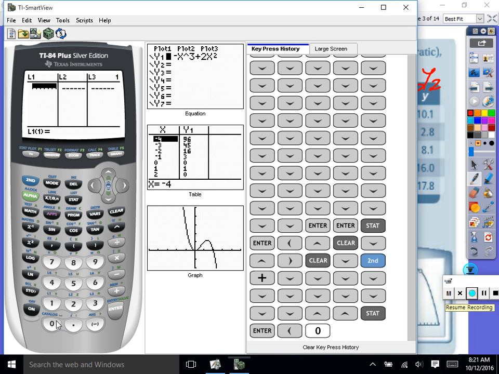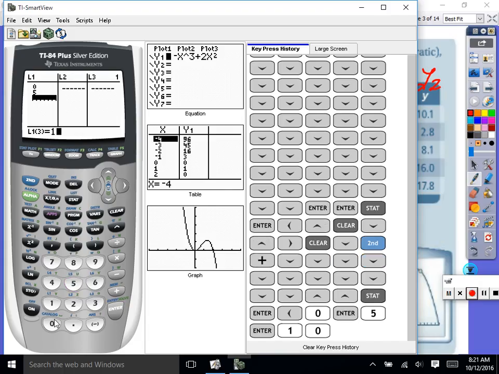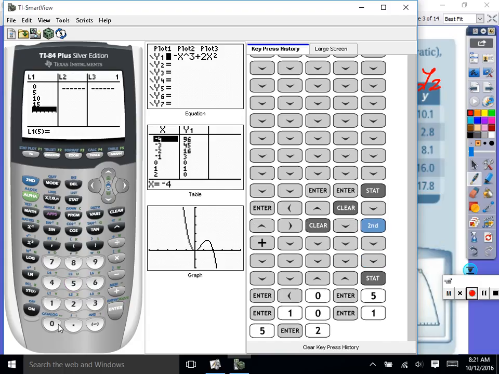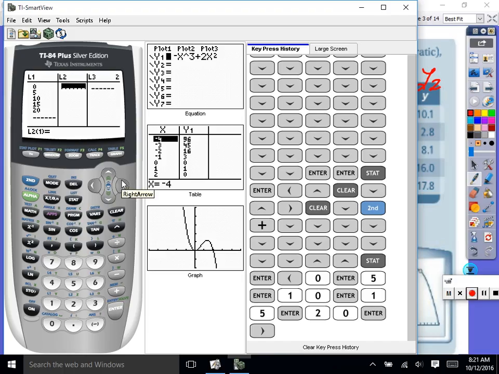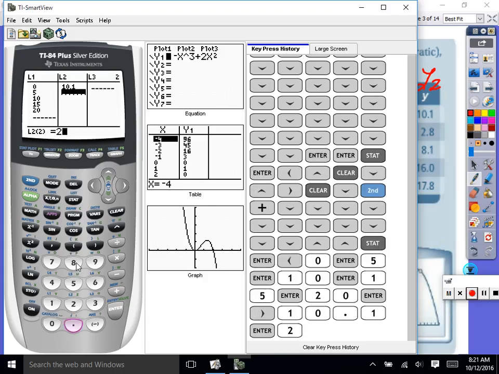So in list 1, we have 0, 5, 10, 15, and 20, correct? Okay, in list 2, you've got to type in the correct y value with that x value. So it was 10, 10.1, 2.8. Now let me show you something.